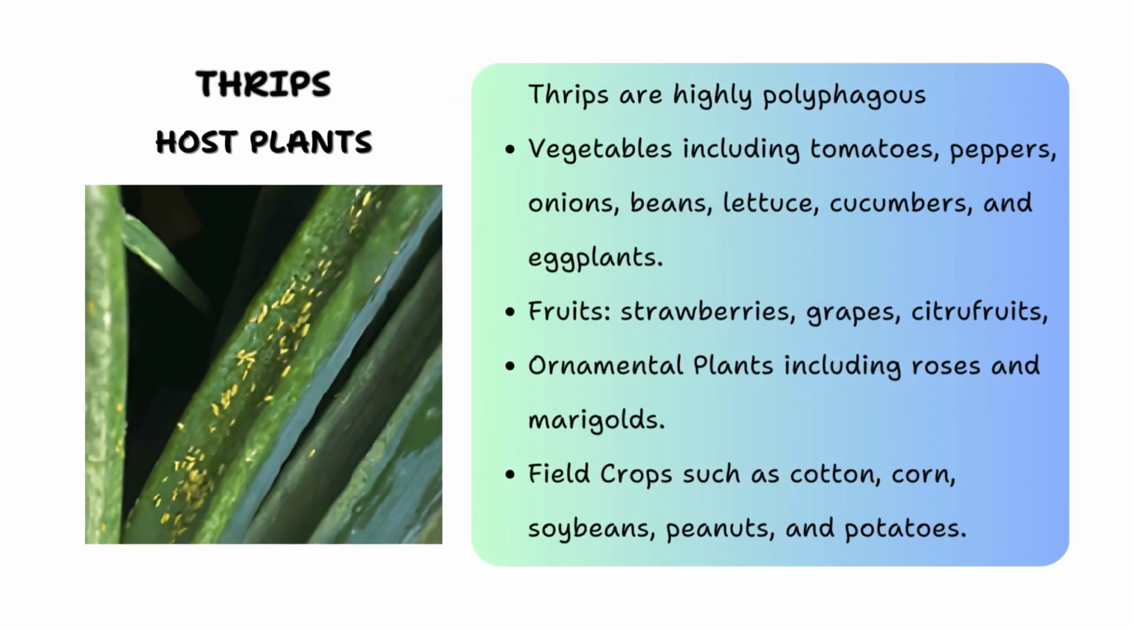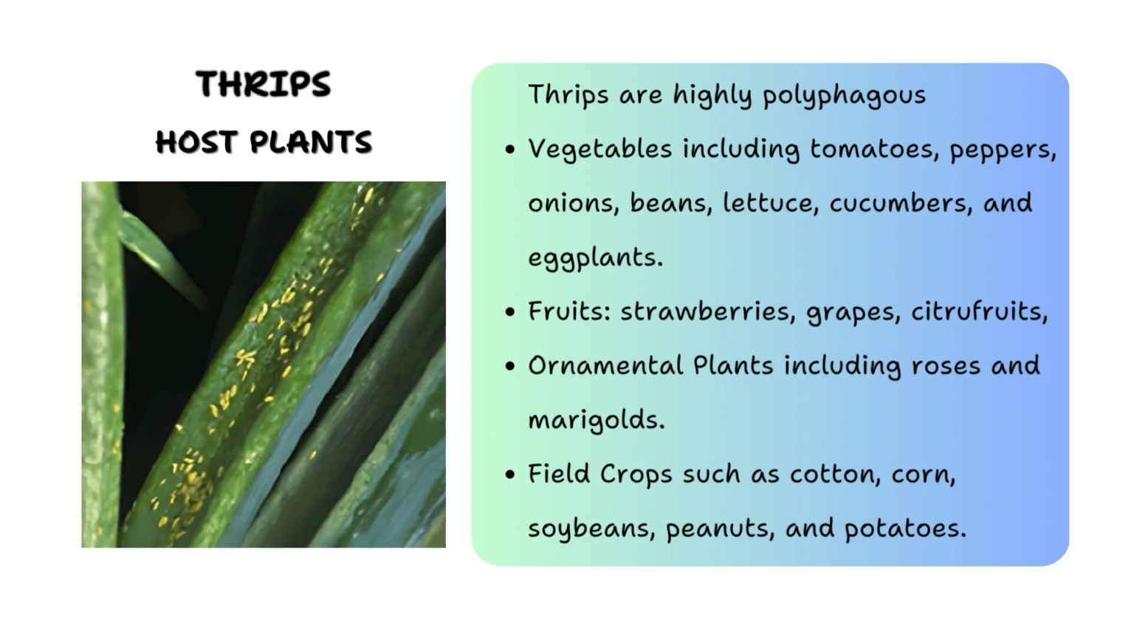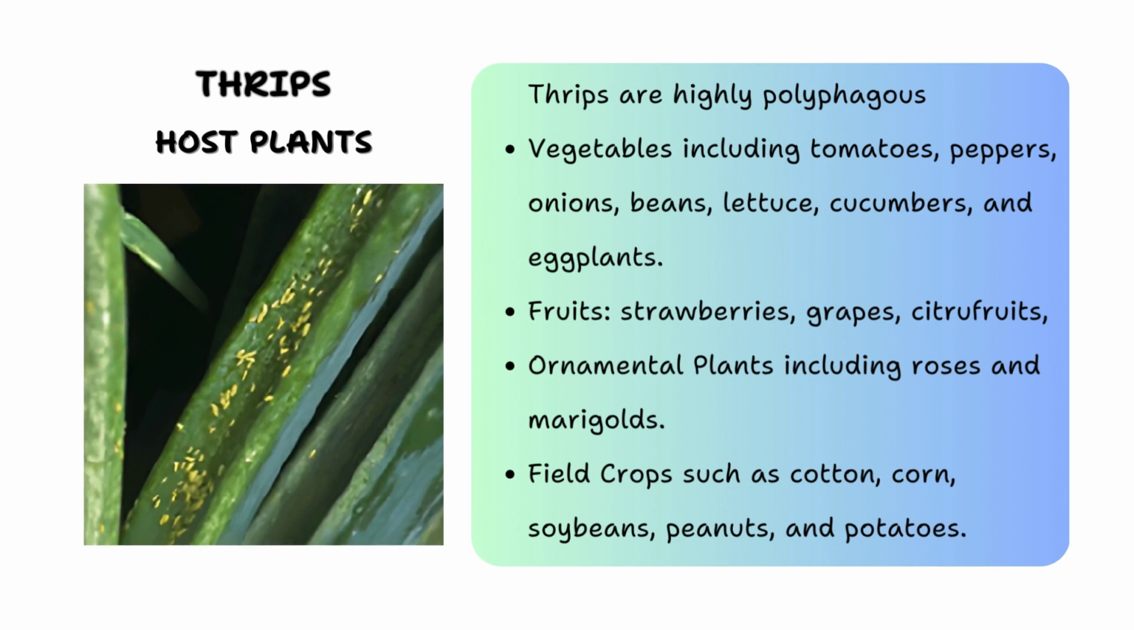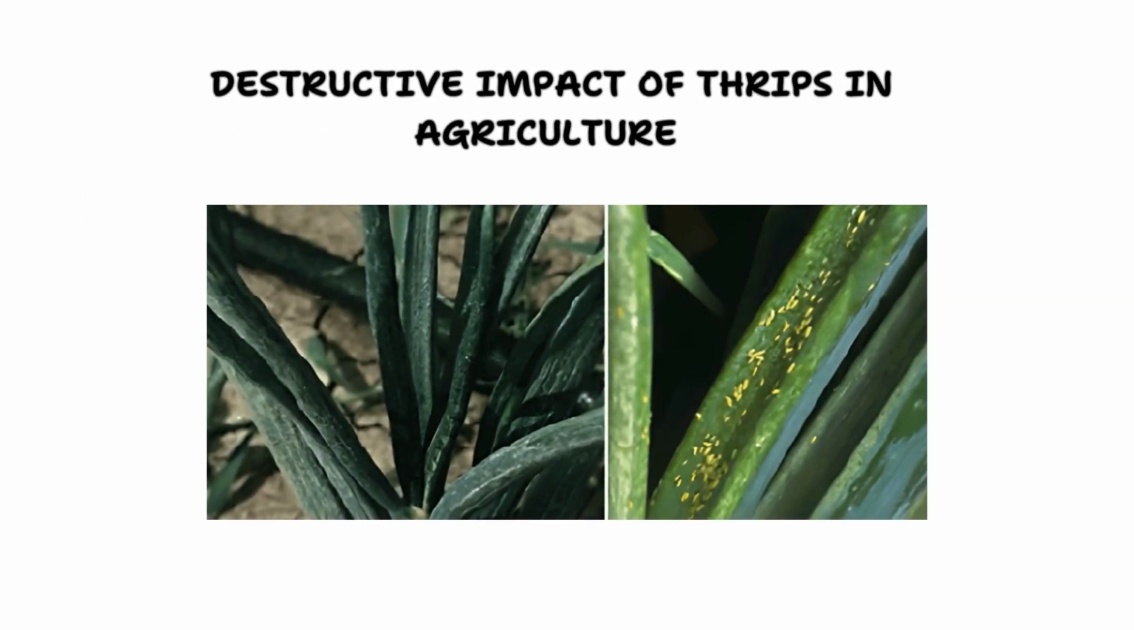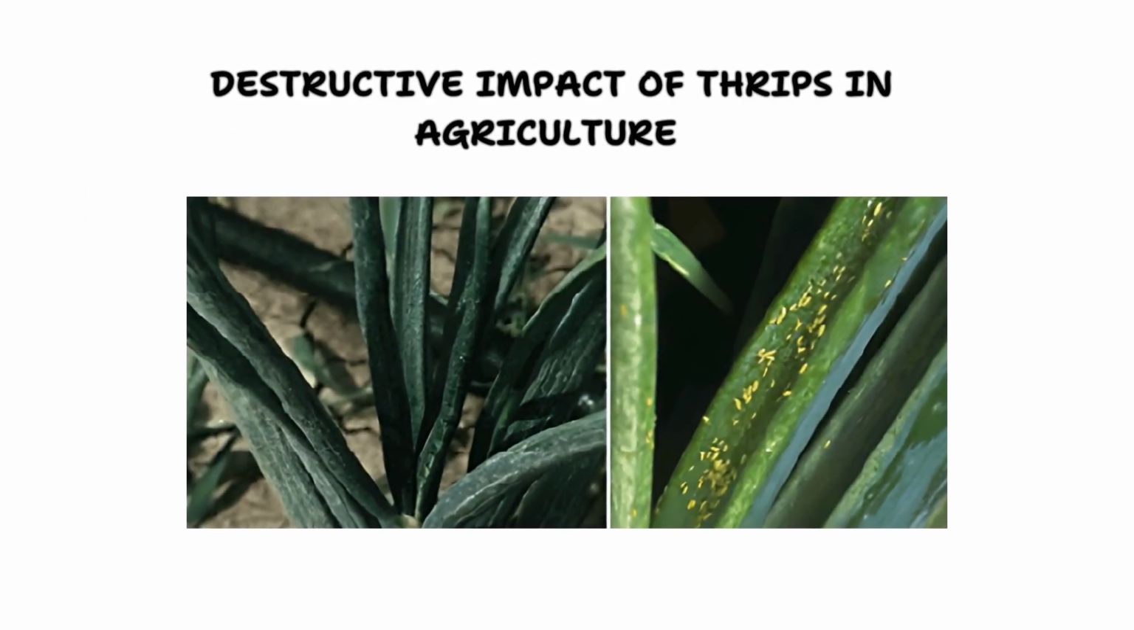Thrips are highly polyphagous, meaning they infest a wide range of host plants, and this includes vegetables, fruits, ornamental plants, and crops. Some common host plants for thrips include roses, tomatoes, peppers, onions, beans, citrus trees, grapes, and various ornamental flowers. We now look at the destructive impact of thrips in agriculture.